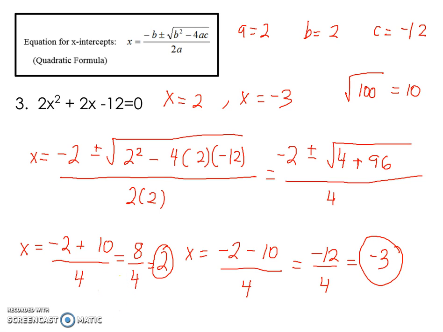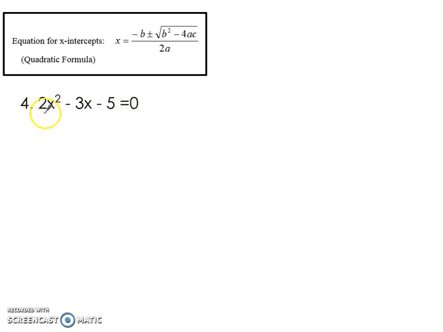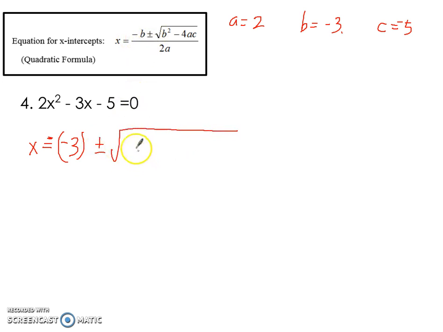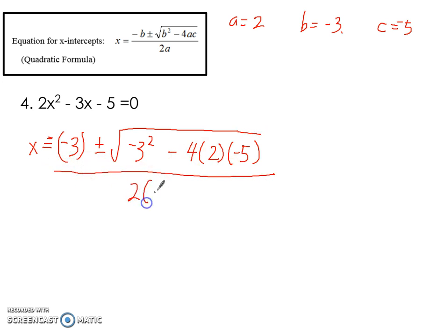So we have time to do one more. Okay, and here again our leading coefficient is larger than 1. So I have a equals 2, b equals negative 3, and c equals negative 5. So I'm going to substitute those into my formula. x is going to equal the opposite of negative 3, right? Because I have a negative 3 and this is a negative b, plus or minus the square root of negative 3 squared minus 4 times 2 times negative 5, all over 2 times 2.